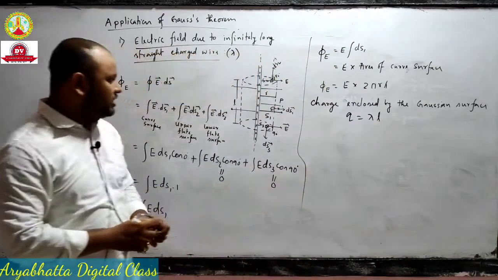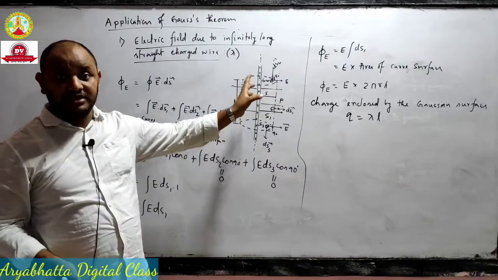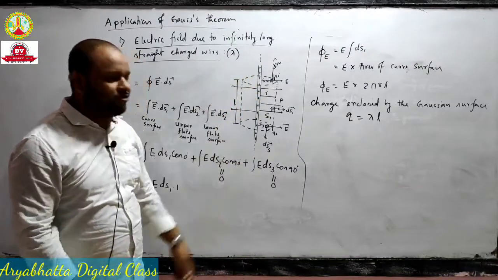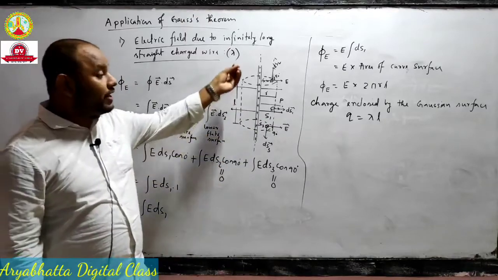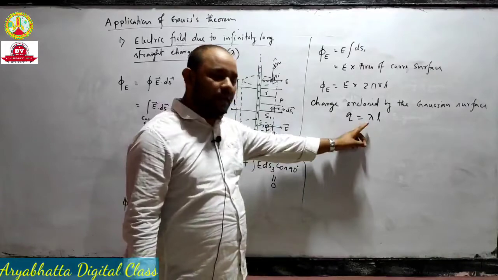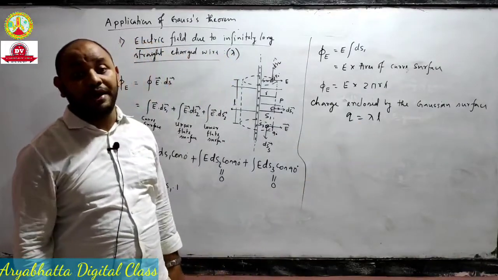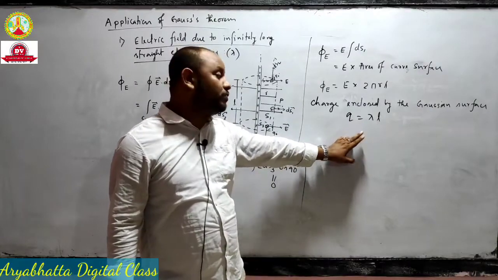Okay, so inside this Gaussian surface, or this cylindrical surface, the length L is there. How much length of the wire is there? L length is there. Okay, and what is this lambda? Lambda is the number of charge per unit length.